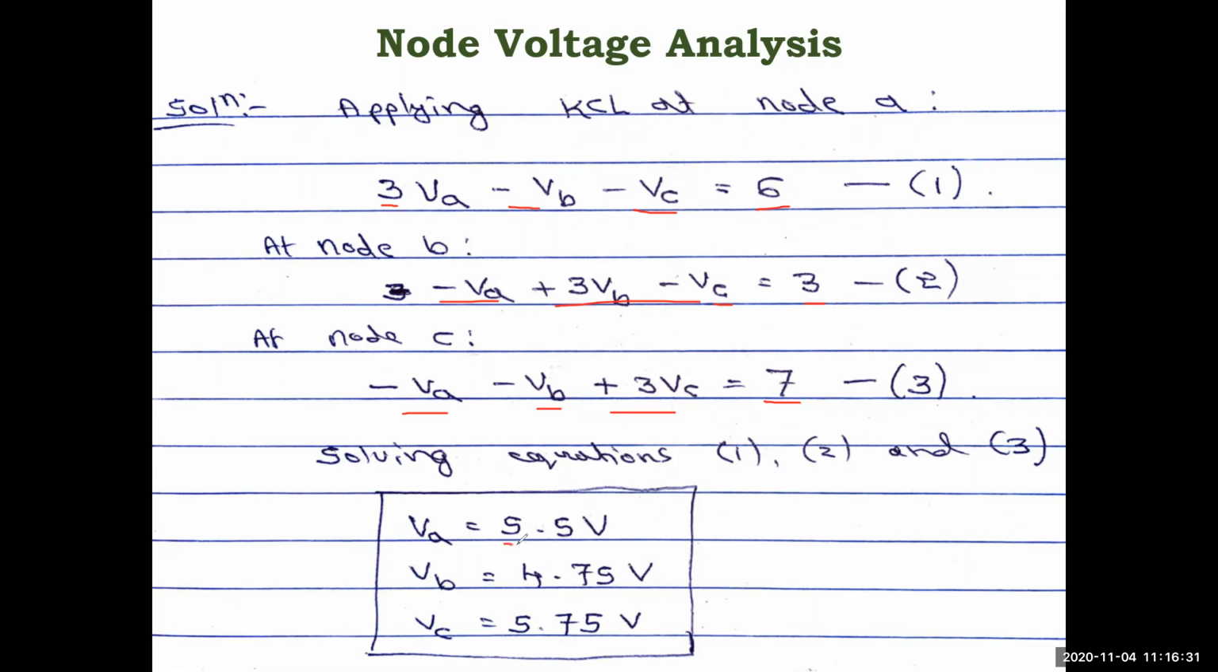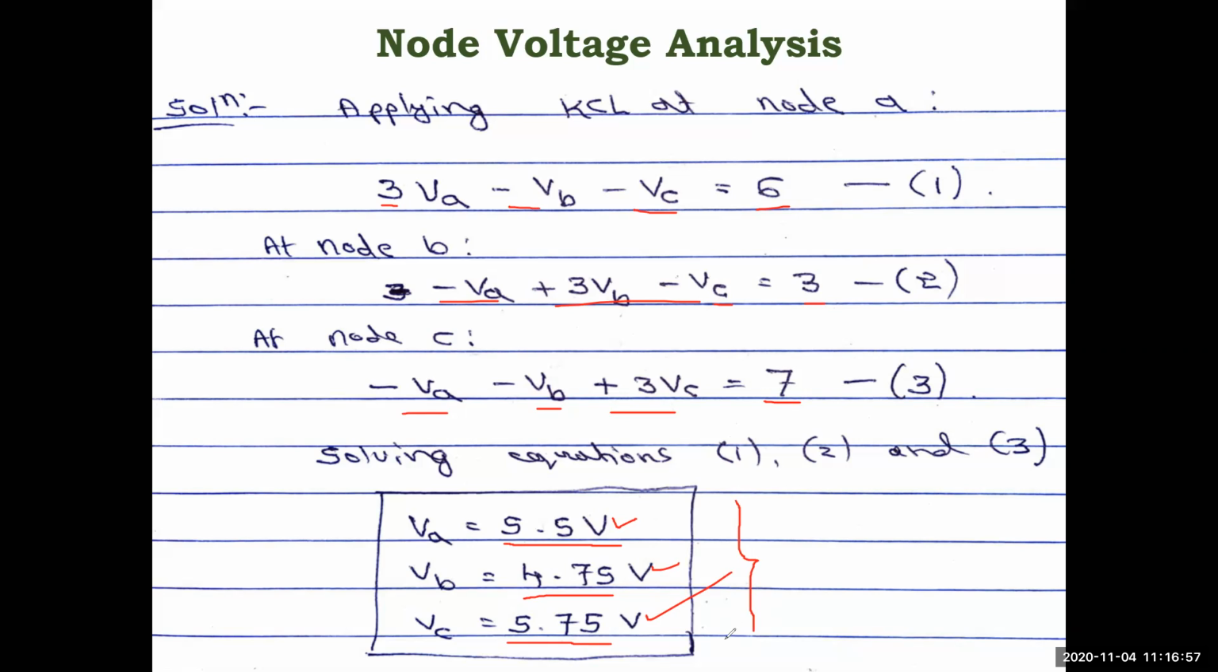So first value x equal to, which you are getting, is VA, because in the equation I have written VA first, then VB, then VC, right? Accordingly it should be. Then second y equal to, then z equal to, they are nothing but VA, VB, VC, which is 5.5 volt, 4.75 volt and 5.75 volt. So just verify this answer, is it correct? Then your answers are correct.